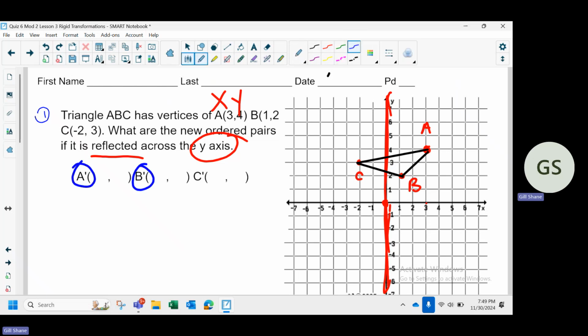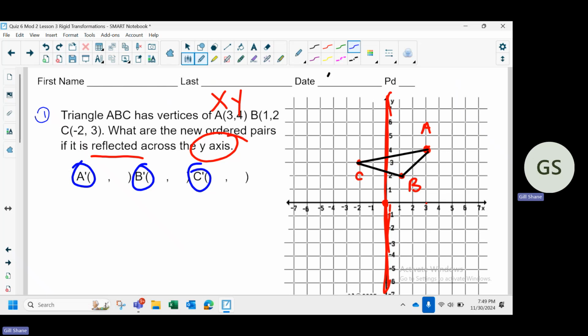That little prime mark, A prime, B prime, C prime. Those are on the image that we create. So again, the pre-image does not have those. The image that we create does have those, or that's already been created for us if they give us two images, like in the next problem we're going to do.